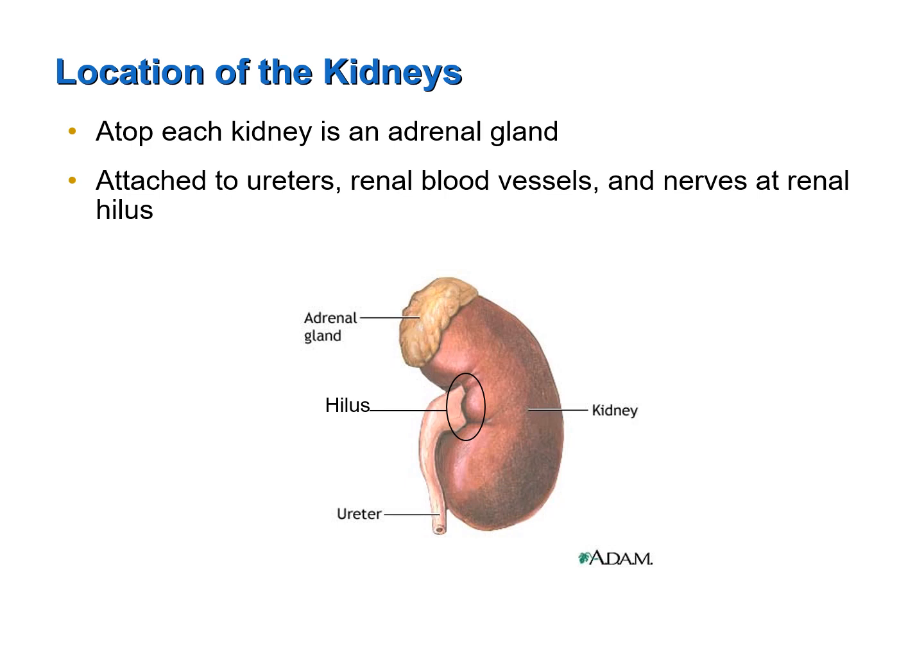You know from the endocrine chapter that the kidney wears the adrenal gland like a hat, and at a location called the hilus, the ureters, the renal blood vessels, and also nerves that innervate the kidney are attached.